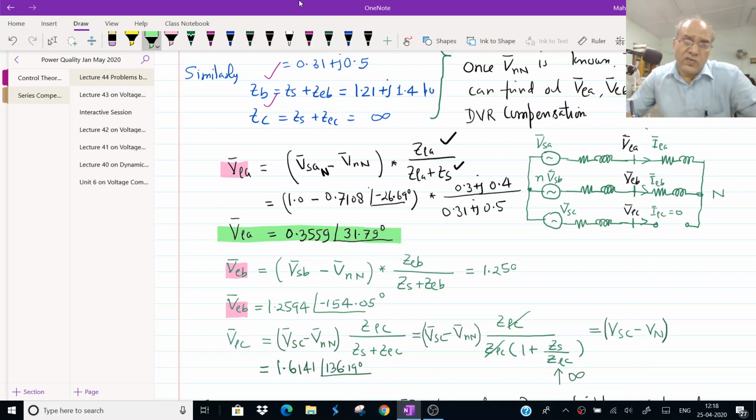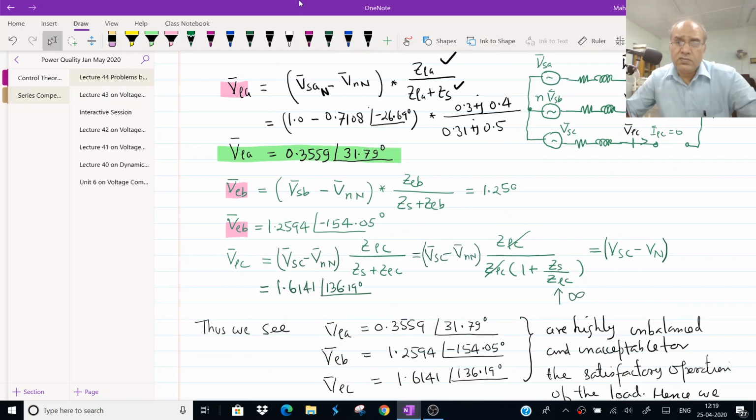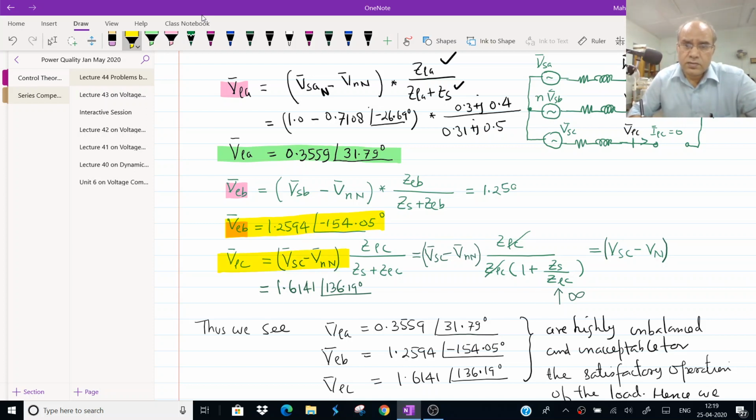This is the value at the load bus phase A, 0.35559. Okay, this is the voltage of the phase A load voltage. Similarly, we can find BLV and BLC. So this is BLV here, and in the same way you can find BLC as well.